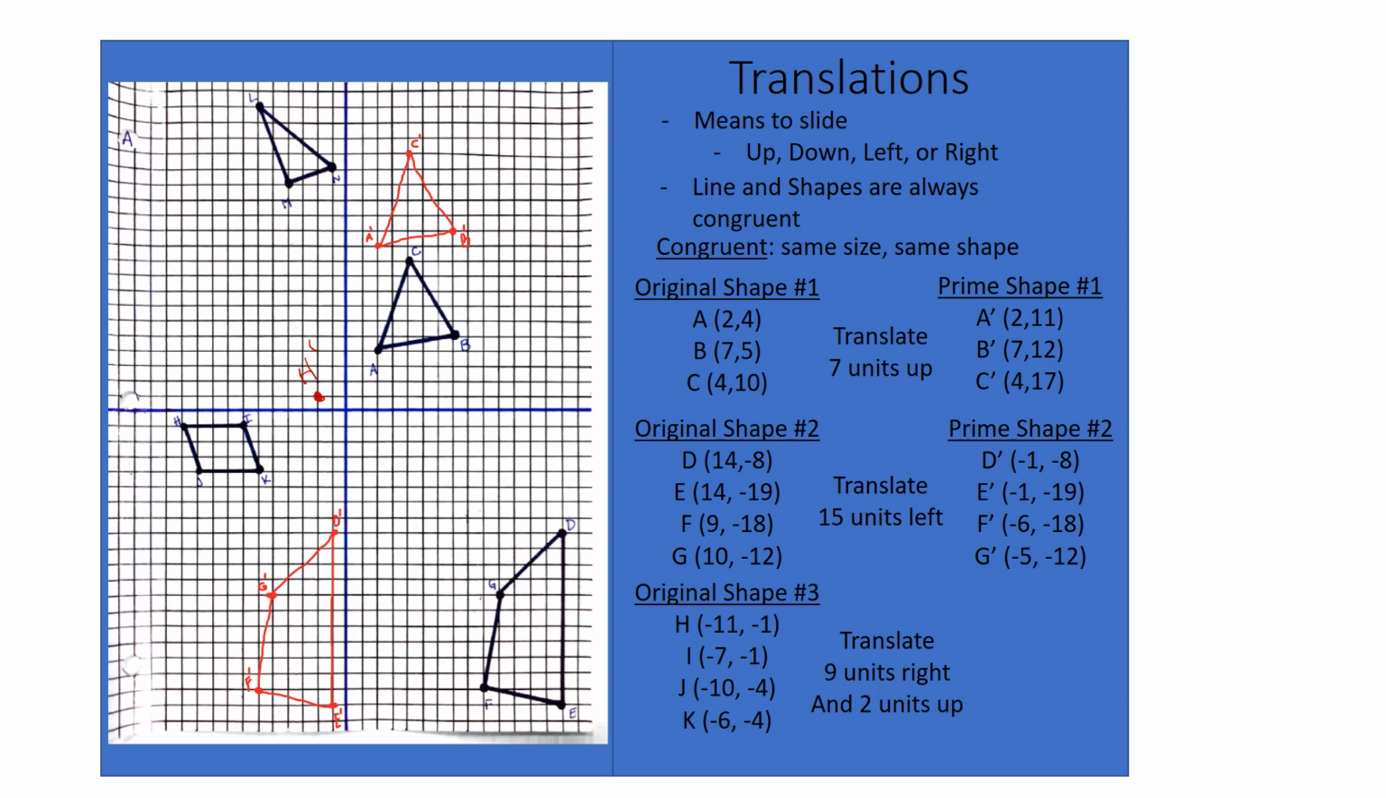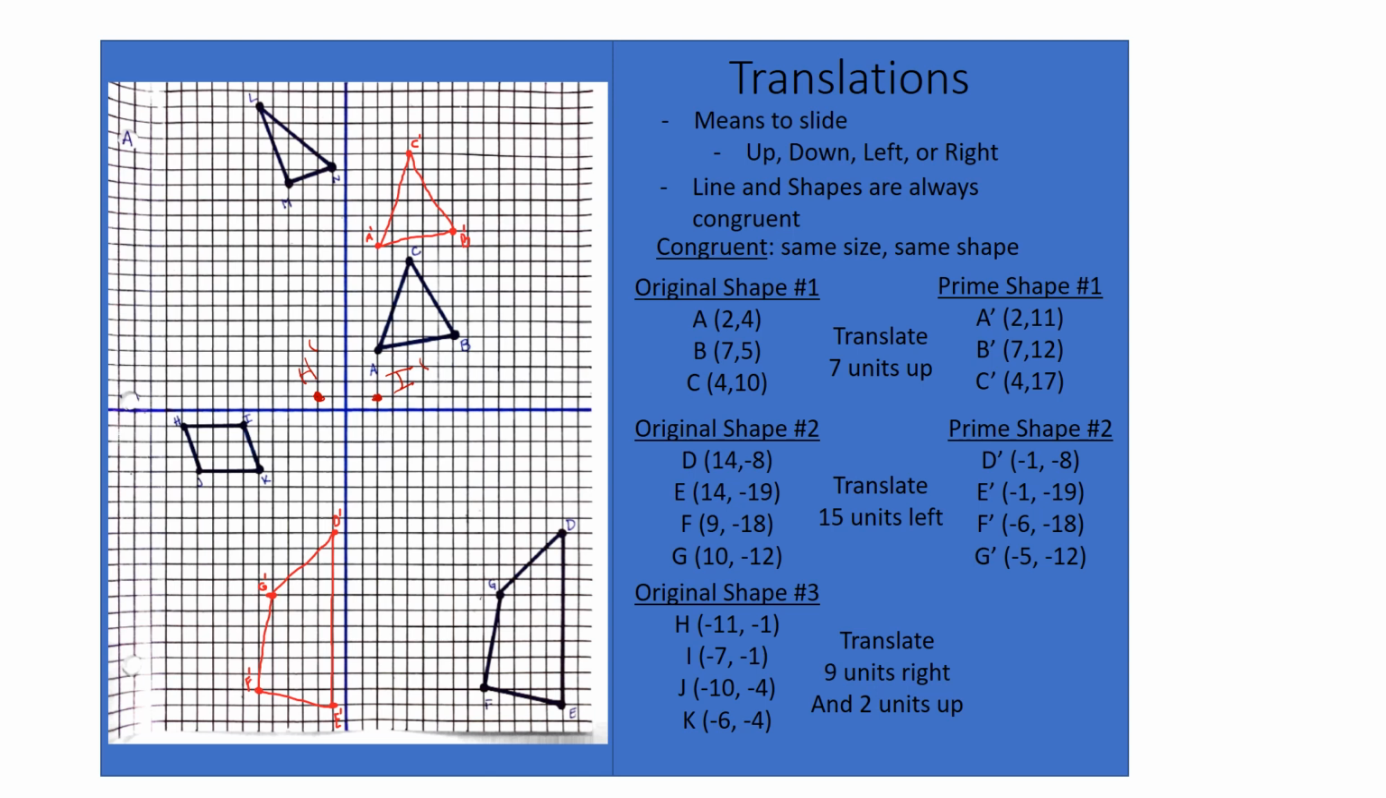I'm going to do the same thing with letter I. I put my pencil on I, and I'm going to go 9 units right. 1, 2, 3, 4, 5, 6, 7, 8, 9. And then before I put down my point, I'm going to go up 2. Once I have made my point, I can go ahead and label it I prime.